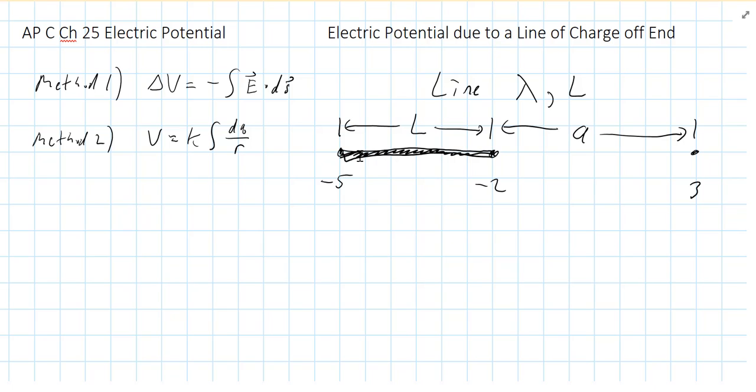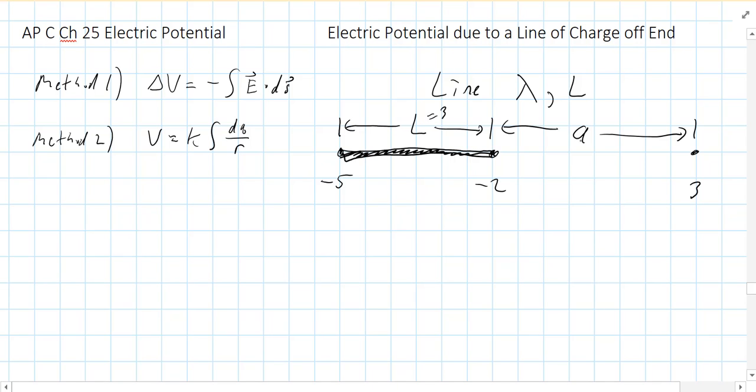So let's say you have a ruler or some piece of wood charged up, and the line charge density is lambda, so maybe it's, I don't know, 20 nanocoulombs per meter, right? And the bar has a length L, and I've given x coordinates here. So the bar extends from -5 to -2. So L in this case is 3 meters, okay?